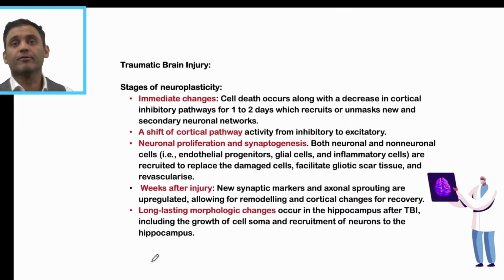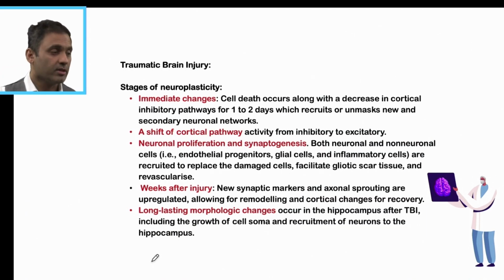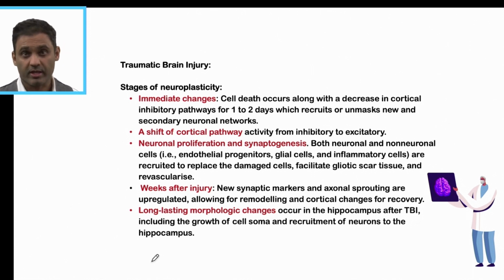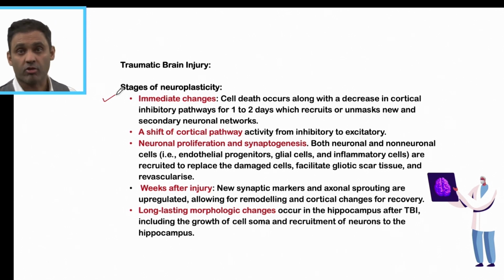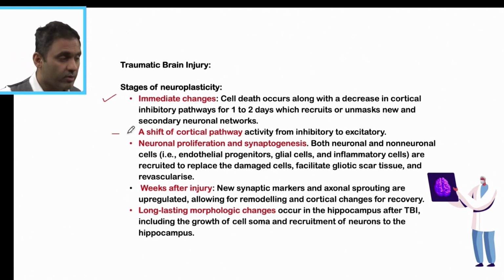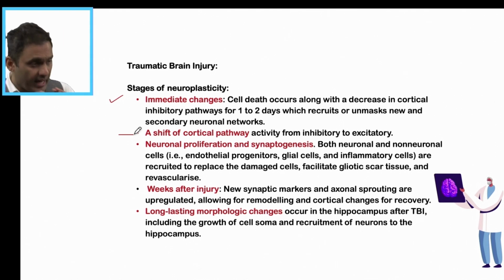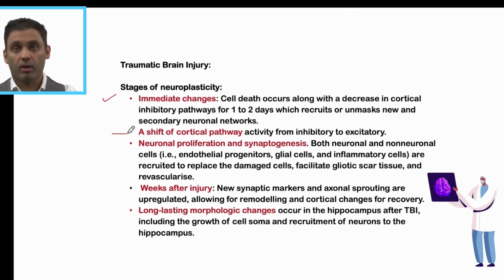So let's take the example of traumatic brain injury. We have stages of neuroplasticity, and traumatic brain injury is well studied, so it gives us a good idea about what happens. Initially, the immediate changes are cell death occurring with a decrease in cortical inhibitory pathways for about 1 to 2 days, which recruits or unmasks new and secondary neural networks. Then there is a shift of the cortical pathway activity from inhibitory to excitatory. So the initial stages are all about moving towards excitatory aspects.